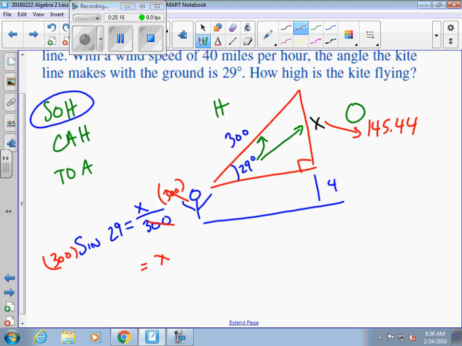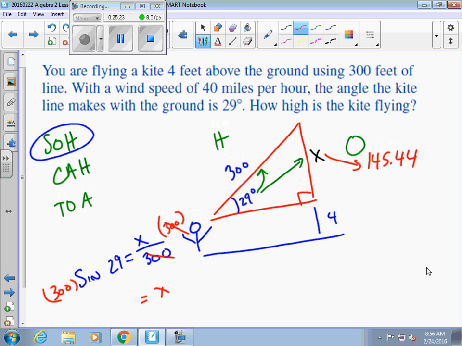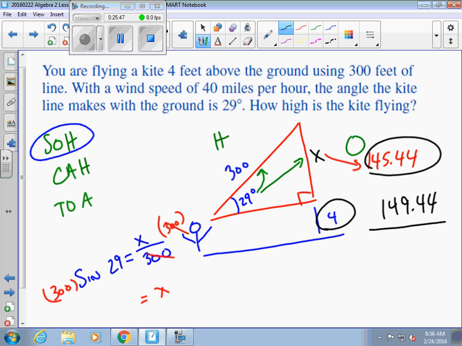Now, x is 145.44 feet. The question that it asks you is how high is the kite flying? 40 miles per hour was the one number in the problem that was unnecessary because you were given 29 degrees. But since it's 145.44 feet, you have to also include the fact that you're holding the kite string 4 feet above the ground. So that's why you have to put those two numbers together. 145.44 plus 4 is 149.44 feet. And that's how high above the ground that kite is flying.